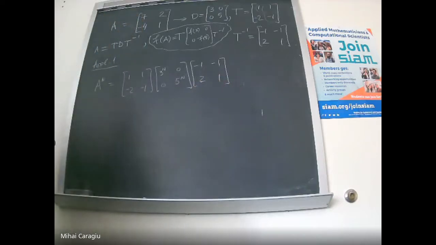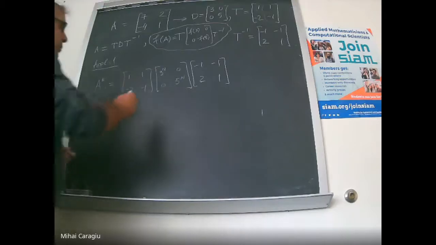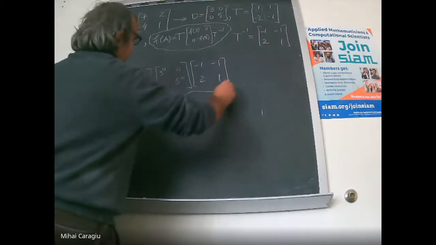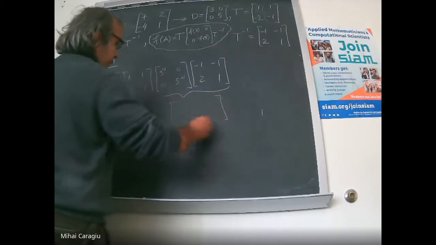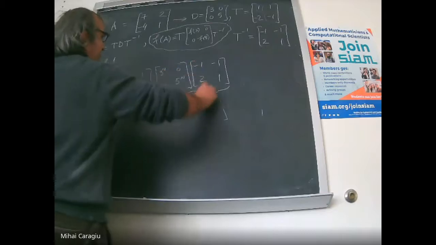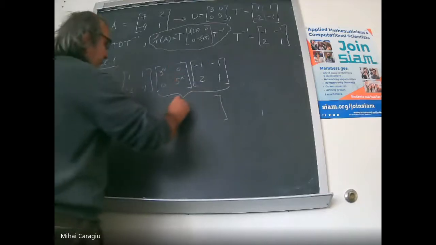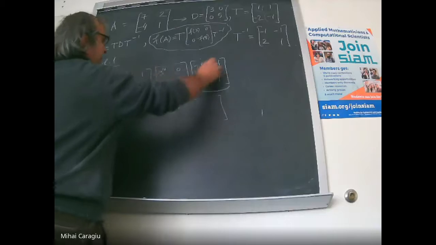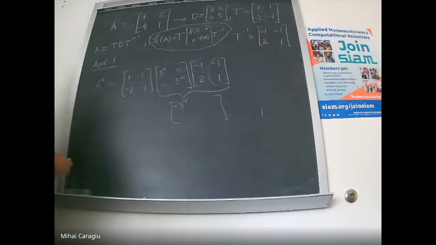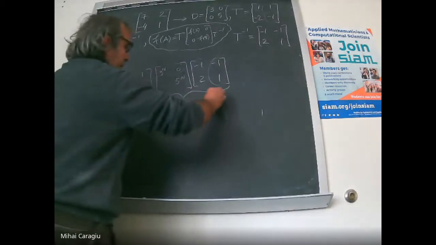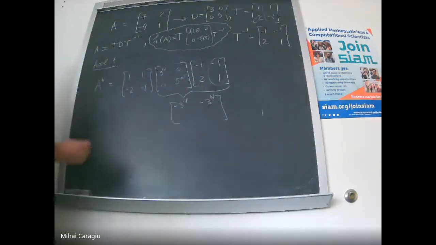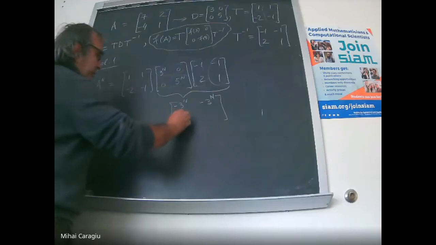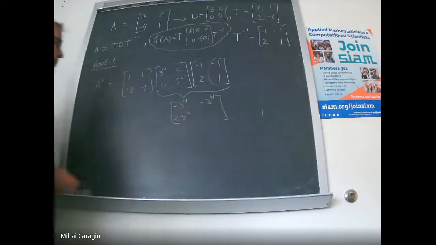We have to be very careful that the matrix product is not commutative, so we are not allowed to switch at will. So first of all, let's calculate the product of these two. Let's see what we get here. First row, first column, I will get minus 3 to the power n. First, second, again minus 3 to the power n. Second, first, 2 times 5 to the power n.